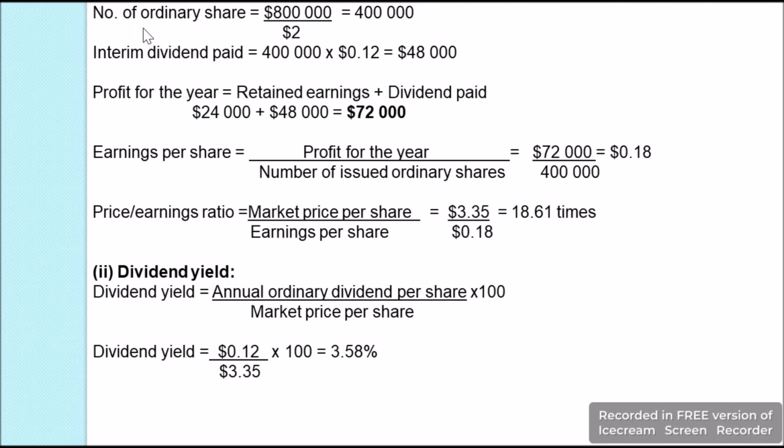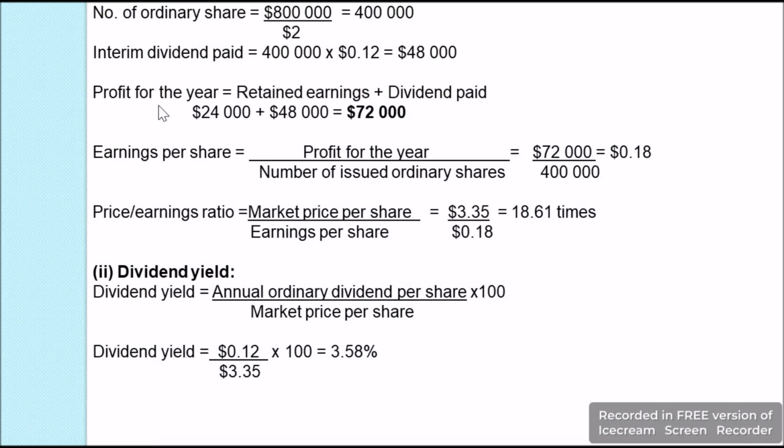So first we will start with the number of ordinary shares. We will get this by taking the share capital which was given as $800,000 divided by the face value of each share, given as $2. So we will get the number of ordinary shares issued as 400,000 shares. Then we have been given the interim dividend. In the additional information it was mentioned that there was 12 cents of dividend paid for each share. So 400,000 times 12 cents gives the interim dividend paid as $48,000.